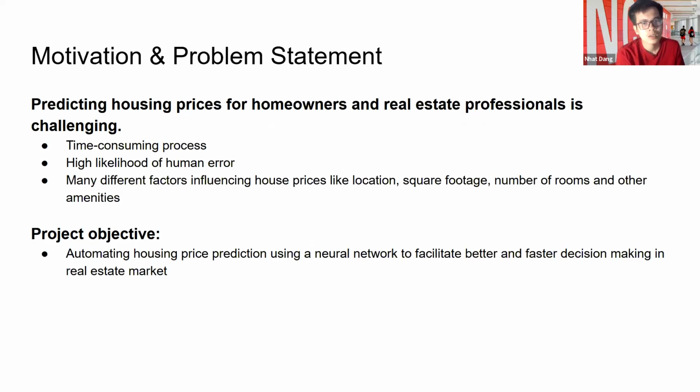Before jumping into the technical detail, we want to explain the motivation behind our project. Predicting housing price is a critical task for both homeowners and real estate professionals, but it's also very challenging. It's time-consuming and prone to human error. Our project's main objective is to automate this process using a neural network. The goal is to make housing price prediction faster, more consistent, and ultimately more helpful for decision making in the real estate market.